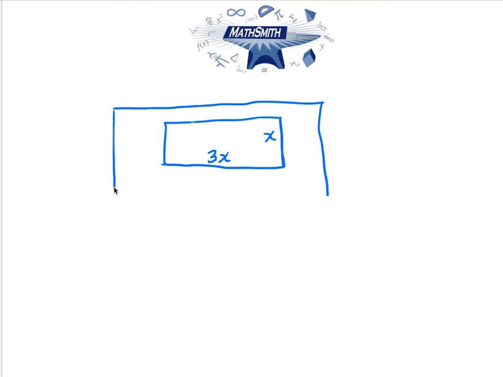Okay, it's a lot more even in the book than this. Okay, and they're telling me that this dimension is x plus 6, and this dimension is 6x. Okay, they said write a model for the area of the walkway.